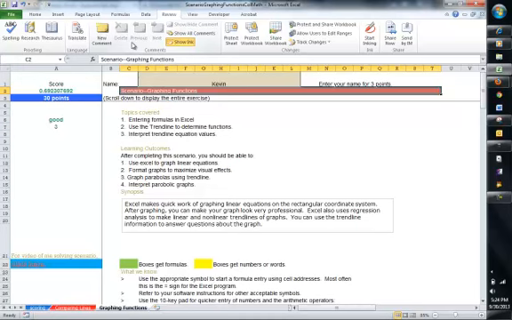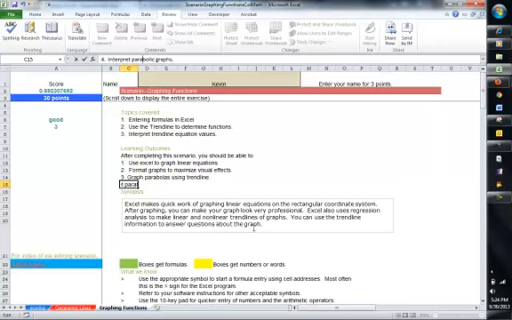We're going to enter formulas, use the trend line to determine functions, and then interpret trend line values. After completing this scenario, you will be able to use Excel to graph linear equations, format graphs to maximize visual effects, graph parabolas using trend lines, and then interpret those parabolic graphs. So, how do you go about doing this?